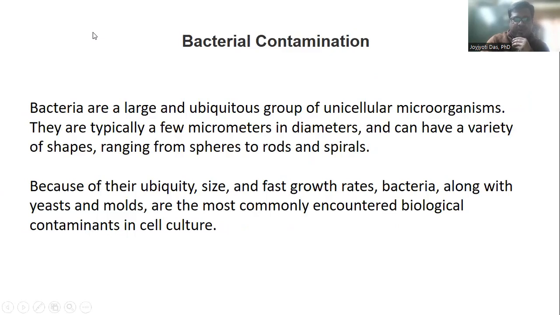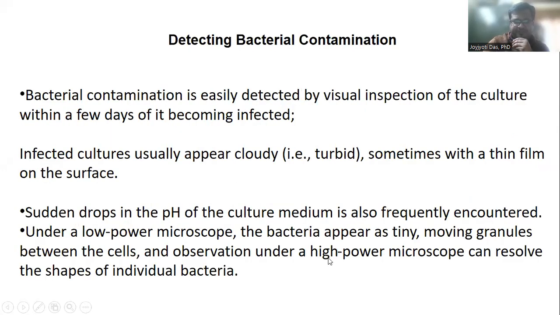So, what about bacterial contamination? They are a large, ubiquitous group of unicellular microorganisms. We all know that, and we can identify them from their shapes, ranging from spheres to rods and spirals. Because of their ubiquity, size, and fast growth rates, bacteria, along with yeast and molds, are the most commonly encountered biological contaminants in cell culture. So, how do you know if your cell culture media is affected?